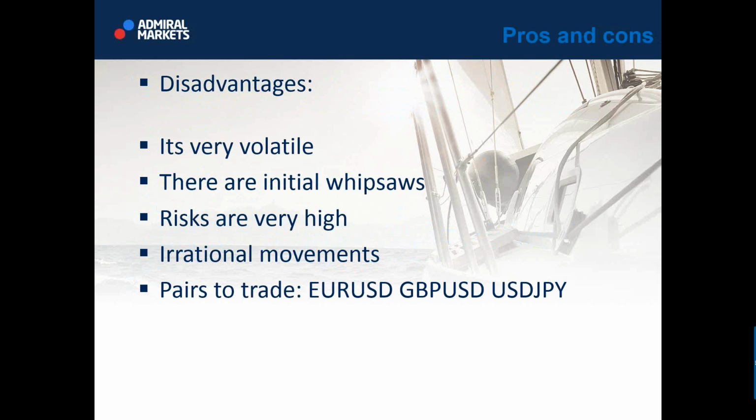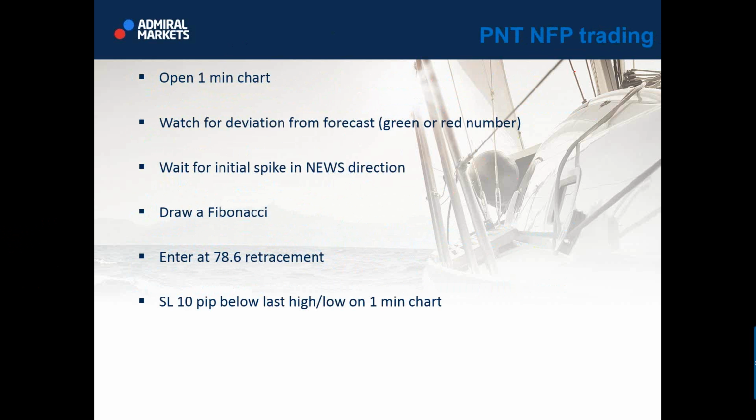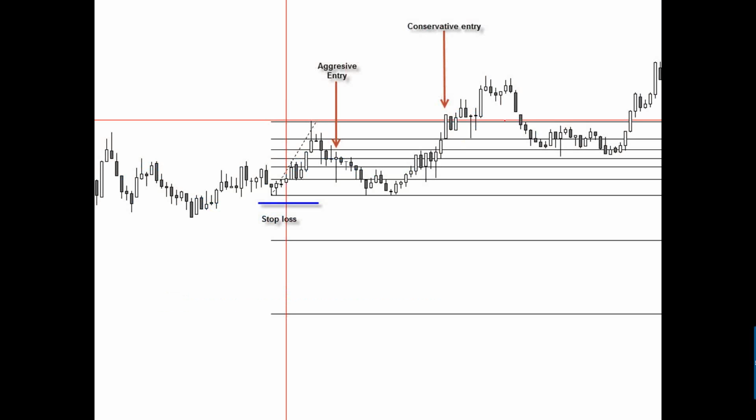Now let's see the actual system, guys. This is PNT NFP trading. Open a 1-minute chart. Watch for deviation from forecast, green or red number. Wait for the initial spike in news direction. Draw a Fibonacci. Enter at the 78.6 retracement. Very easy, straightforward. Stop loss 10 pips below the last higher low on the 1-minute chart.